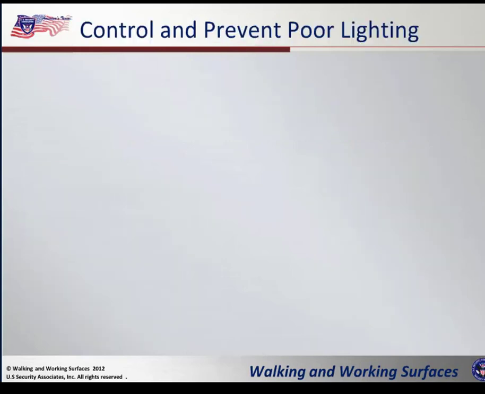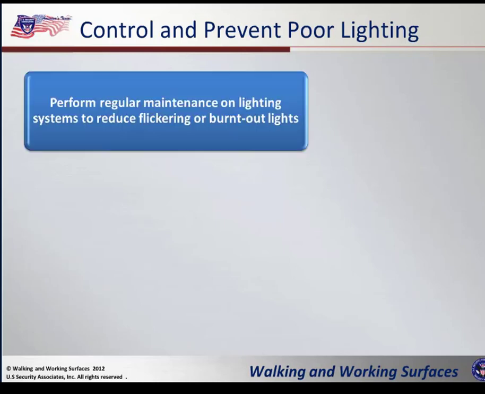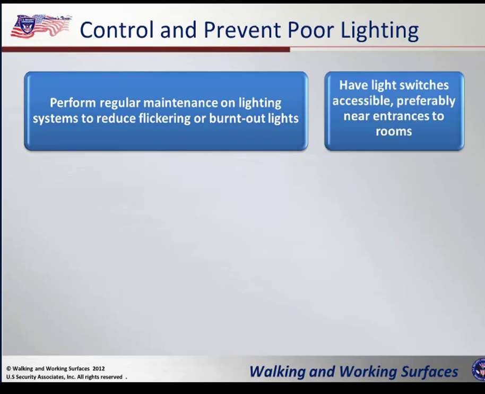Now, when it comes to control and preventing poor lighting, there may be nothing that you can do other than write it in your report and let your supervisor and your client know about it. The first one is to perform regular maintenance on lighting systems to reduce flickering and burnt out lights. If you see flickering or burnt out lights, you can't replace the light bulbs, but you can put it in your report so that they can get replaced.